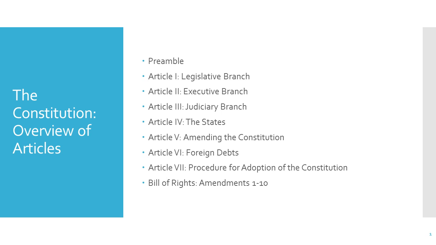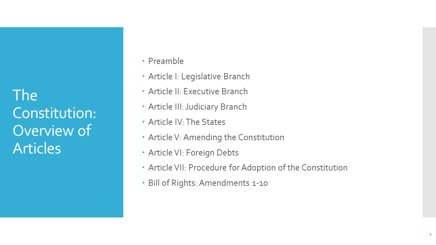And mostly what Article 4 says is that the states have to respect each other's laws and public records. There are a few more details there, including the Fugitive Slave Clause, which is kind of a bummer. But mostly what you need to know is that Article 4 is all about the states agreeing to all abide by the same terms. Article 5 is about amending the Constitution.